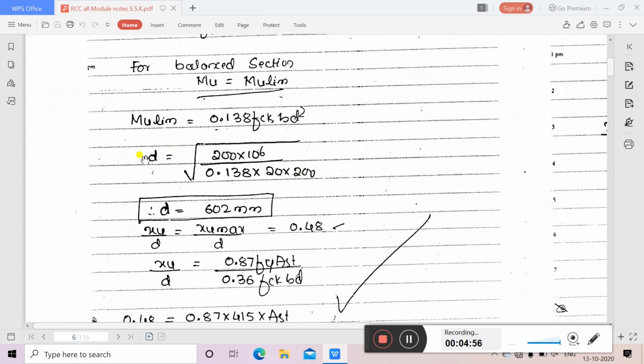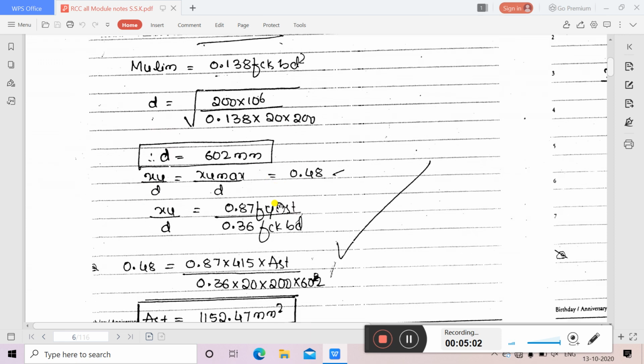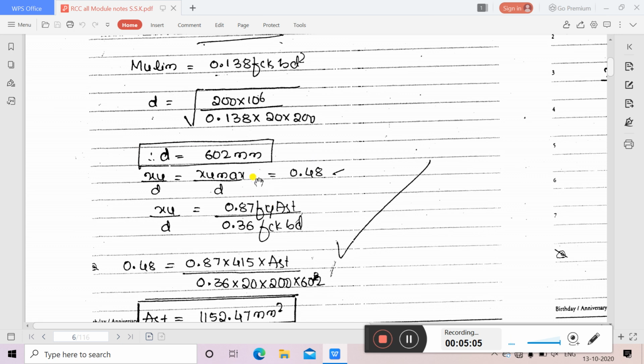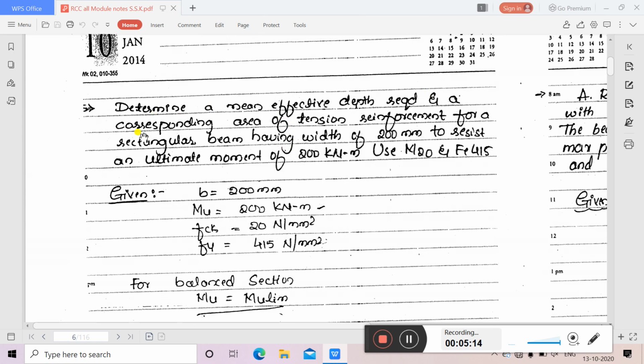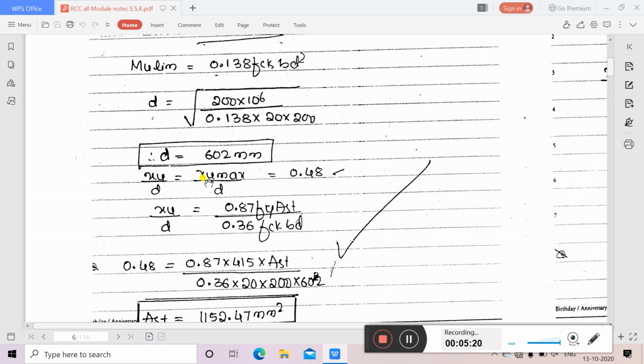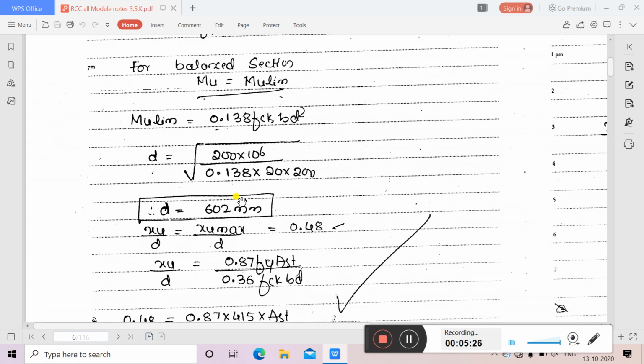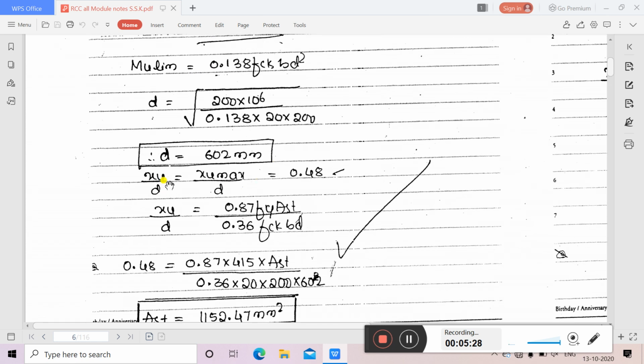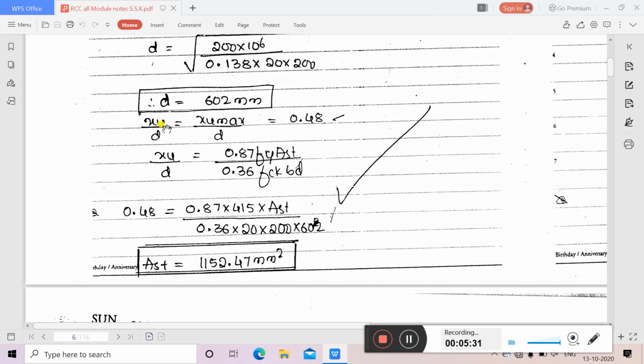When you solve this, you get a d of how much? 602 mm. It may be 610 mm or 600 mm, you take a nearby value. Even if you take 610 mm, that will be better. So here we found the first objective of this problem, that is the mean effective depth, that is 602 mm. Whereas next will be xu by d is equal to xu max by d. Obviously you know, when Mu is equal to Mu limit, xu is equal to xu max. Obviously xu max by d you know, that is from page number 70 of IS 456, that is 0.48.